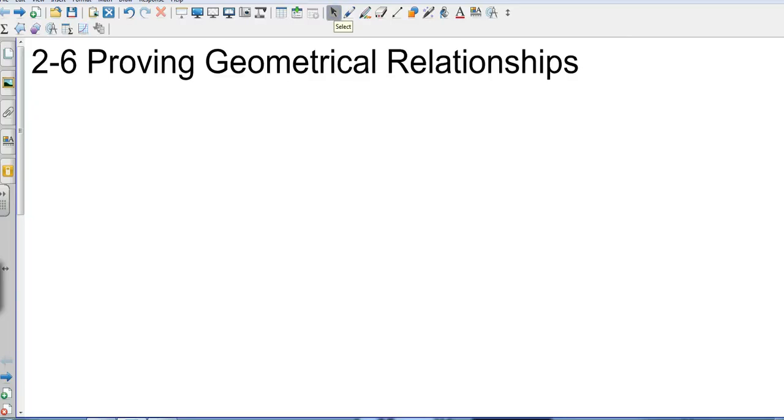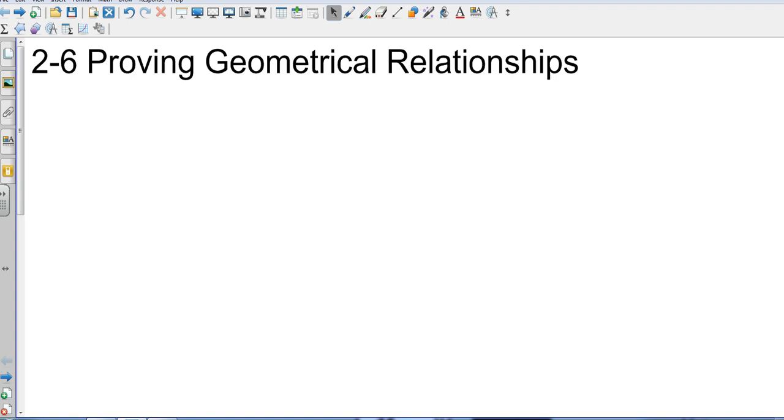Okay, Geometry, Chapter 2, Section 6, Proving Geometrical Relationships. So we've proved using algebra, and so now we're going to look at just a couple of different concepts. Just like at the beginning of the chapter, we're going to look at a few more theorems, and we're not going to focus as much on the definition of those theorems, but just the fact that they exist, and we'll be using them because you will see they are very, very common, and we have been using them already.